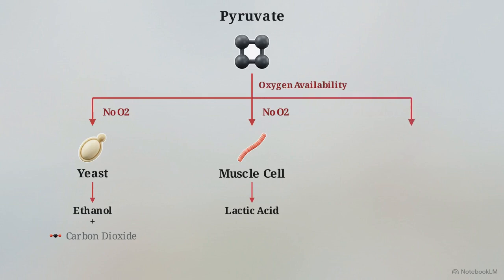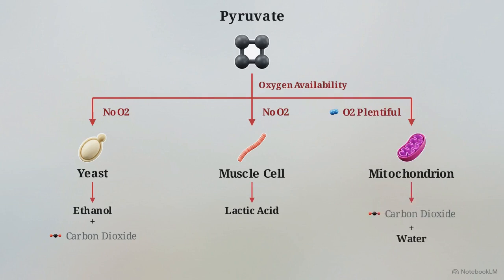Then there is aerobic respiration. Inside the cell's mitochondria, when oxygen is plentiful, pyruvate is completely broken down into carbon dioxide and water. Because the molecule is fully dismantled, this oxygen-rich path releases a significantly higher volume of energy than the anaerobic alternatives.